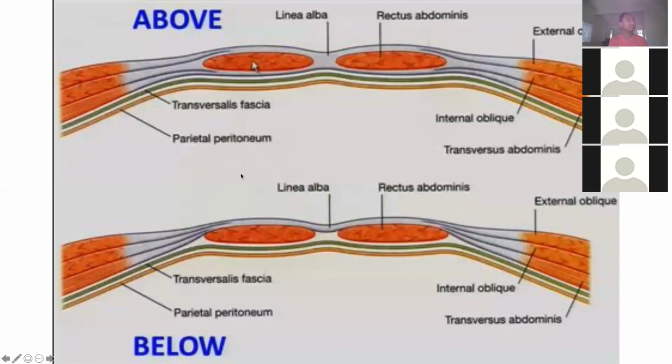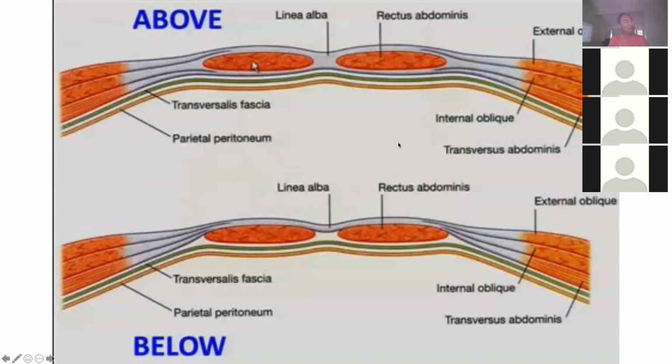rectus muscle. This is the right rectus, this is the left rectus, and these are the external oblique, internal oblique, and transversus abdominis. The green color is the transversalis fascia, and the yellow color is the peritoneum. These three muscles split and envelope the rectus abdominis and meet with the opposite side in the linea alba.